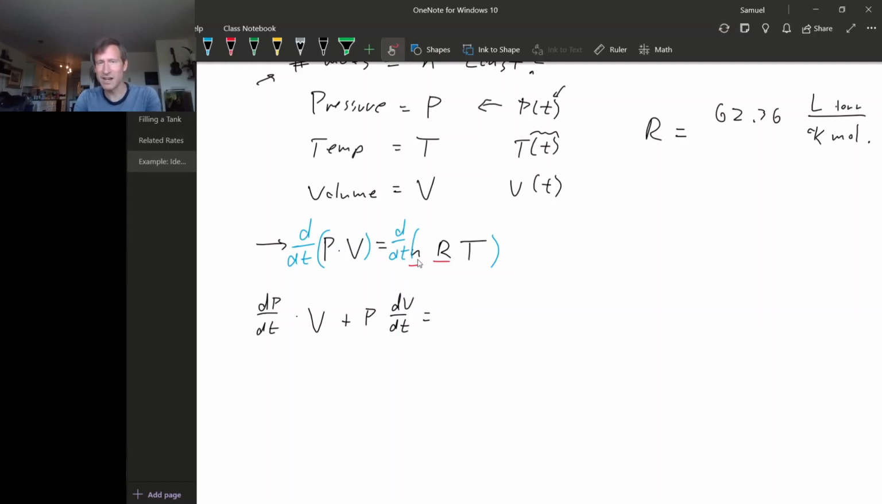On the right-hand side, this little n is a constant. Well, R is a constant as well, so we can move those constant multiples outside the derivative, and that just leaves us with the derivative of temperature with respect to time. All right, now some of these things we know.